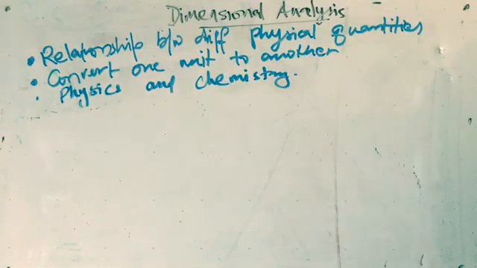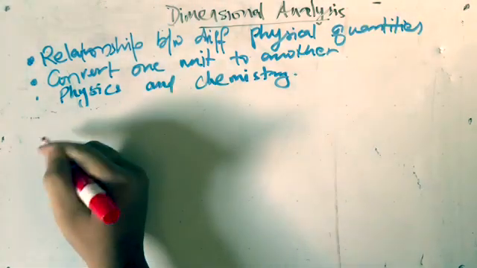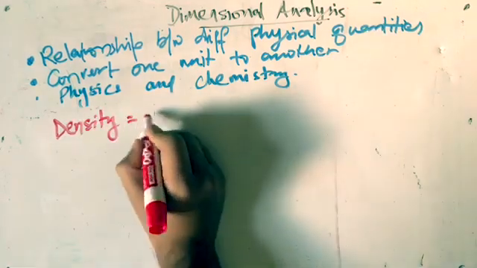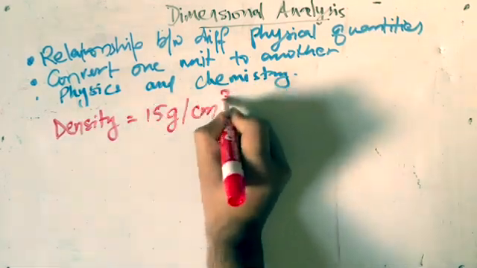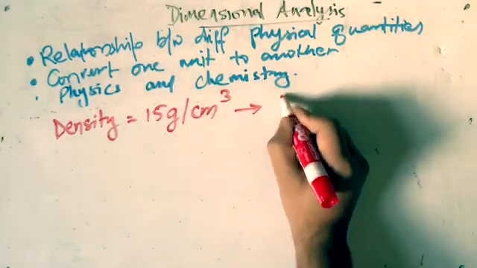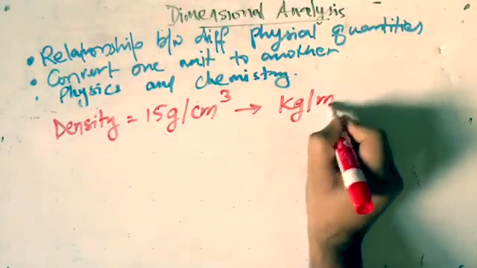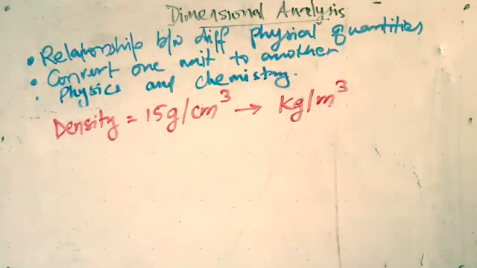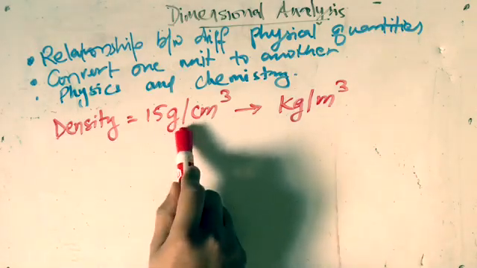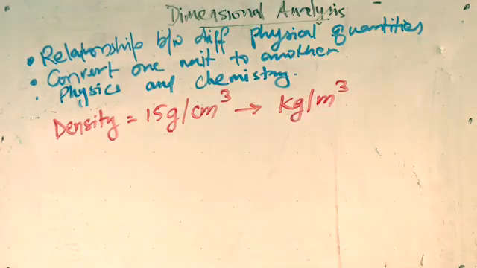Let me give you something that involves multiple units. Let's say a box has a density of 15 grams per centimeter cube, and you want to convert that to, say, kilograms per meter cube. It's still the same idea that we've been doing. The only difference here is we are now converting 2 units to another 2 units.